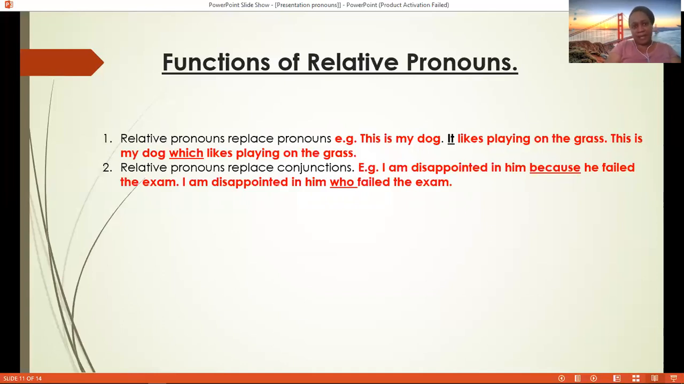So let's recap that again and clarify it again. Relative pronouns replace pronouns. Okay. The pronoun it has been replaced by the relative pronoun which. Relative pronouns replace conjunctions, and the conjunction because has been replaced by the relative pronoun who. Please take note of that.